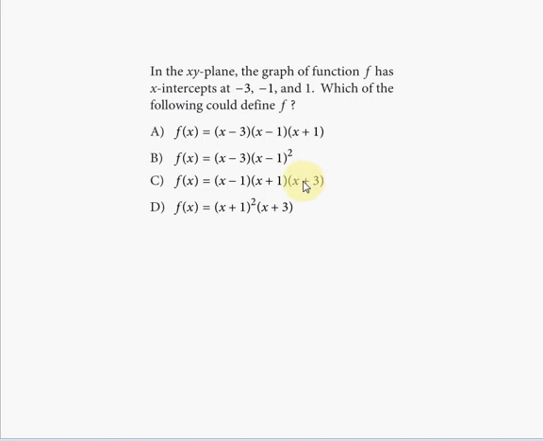Let's plug in -3 here. And I'm going to show you that it works, because if you plug in -3, this whole thing will be 0. And 0 multiplying anything else, whatever it is, is going to be 0. So that's going to give you a functional value of 0. So this one works.